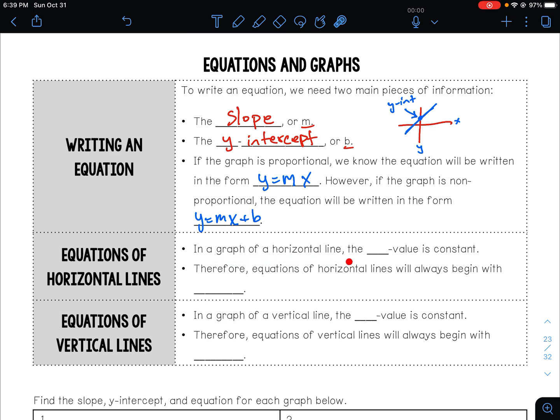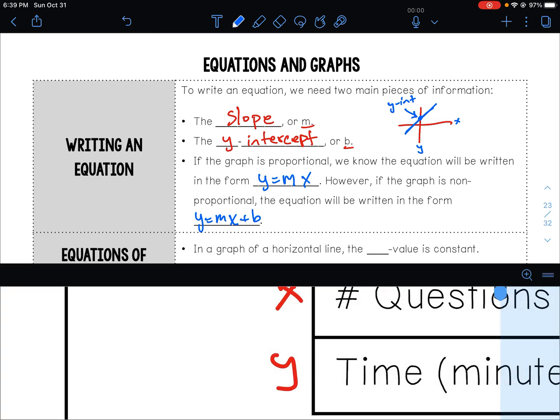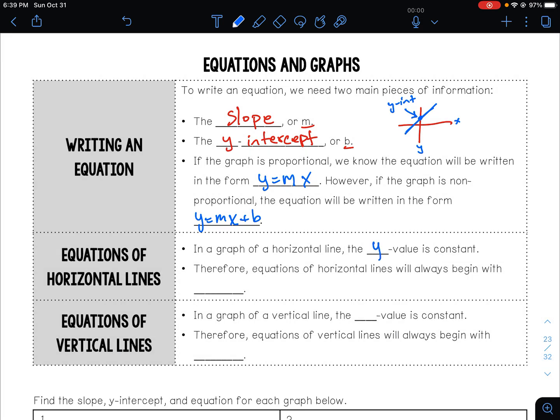So equations of horizontal lines, remember those are lines that go left and right. In a graph of a horizontal line, the y value is constant. Therefore, equations of horizontal lines will always begin with y equals. So for example, you'd have y equals 8, or y equals 2, or y equals -5. And those are just horizontal lines that run all the way through 8, or 2, or -5. So that's what we mean by the y value being constant.